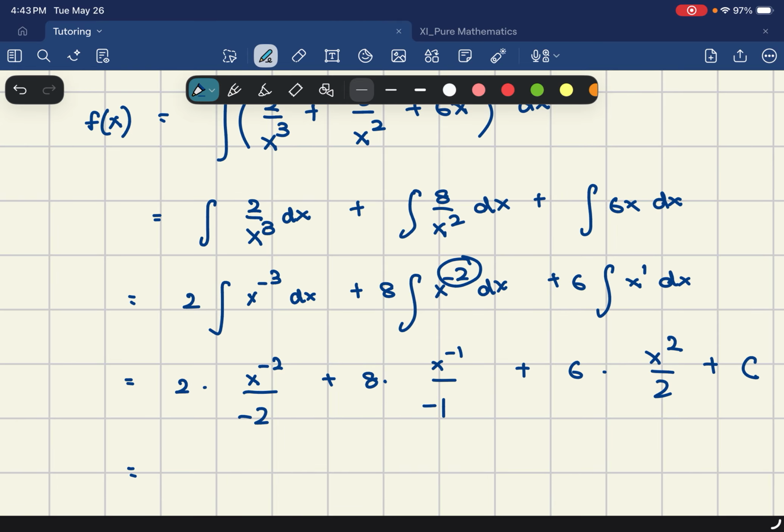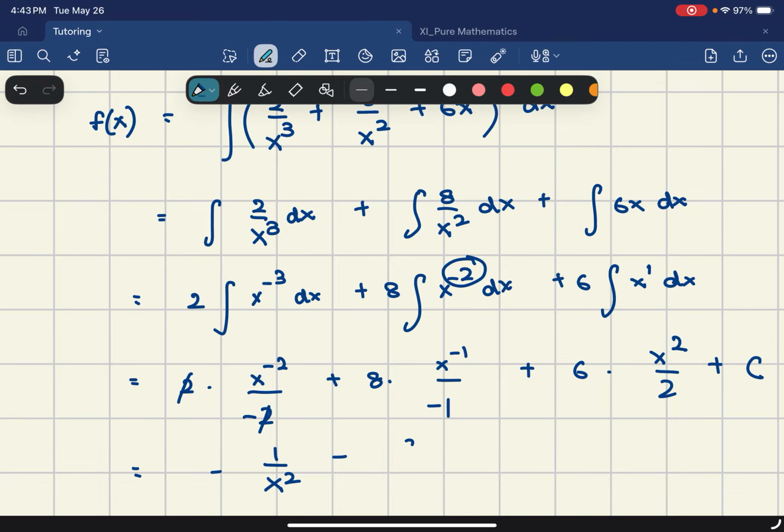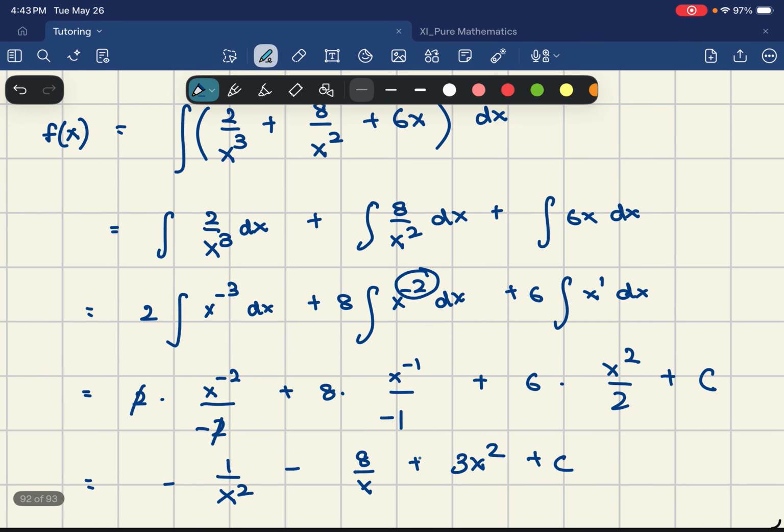So here you are going to get negative 1 over x squared, because this 2 and this 2 cancel out, you have a negative sign, and x to the power minus 2 is 1 over x squared. And from the second term, you have 8 over x. And from the third term, you have 3x squared plus c, because 6 divided by 2 is 3. Here you get negative 8 over x, and here you get negative 1 over x squared. So that is your solution.